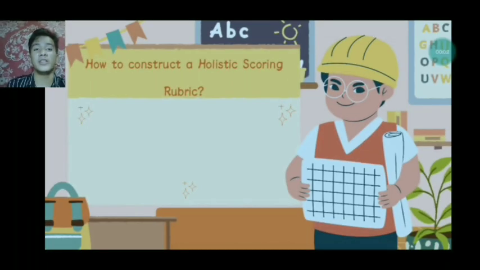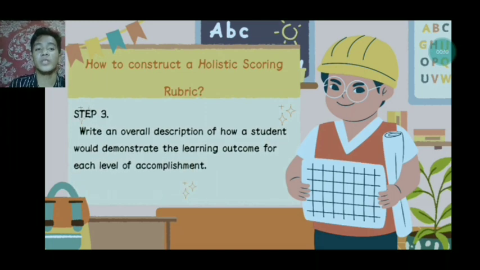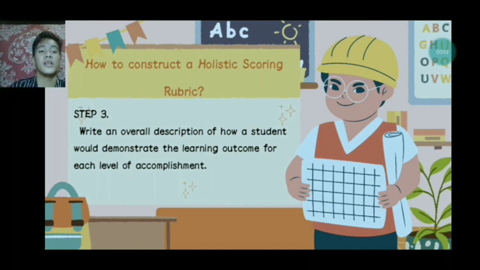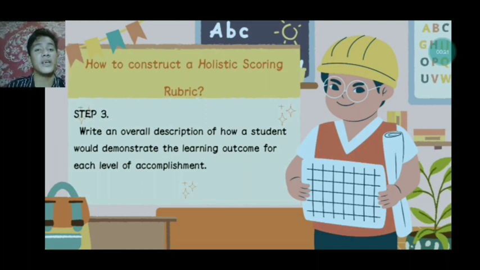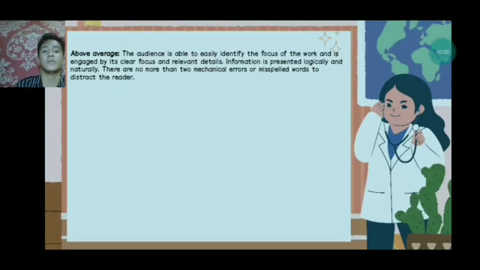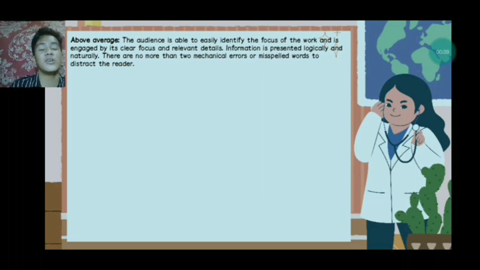So the third step and the final step on how to construct a holistic scoring rubric is to write an overall description of how a student would demonstrate the learning outcome for each level of accomplishment. Since in step 2 you already determined the appropriate levels of accomplishment, then in step 3 you will write an overall description of each level of accomplishment. For example, on above average, the description is the audience is able to easily identify the focus of the work and is engaged by its clear focus and relevant details.